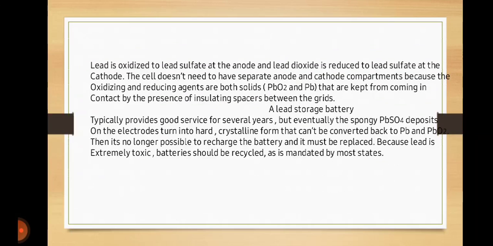The cell doesn't need to have separate anode and cathode compartments because the oxidizing and reducing agents are both solids that are kept from coming in contact by the presence of insulating spaces between the grids. A lead storage battery typically provides good service for several years, but eventually the spongy lead sulfate deposits on the electrodes turn into hard crystalline forms that can't be converted back to lead and lead dioxide. Then it's no longer possible to recharge the battery and it must be replaced.